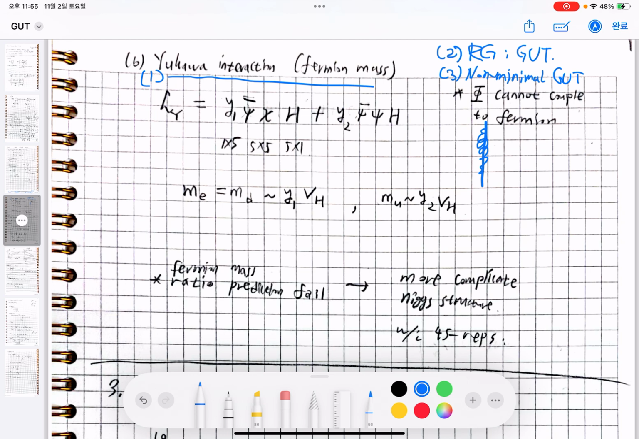So the Yukawa interactions in the GUTs are given like that. The 24 representation of the Higgs cannot couple to the fermion, so the 5 representation of the Higgs participates in the Yukawa interactions. Here psi is the 5 bar and chi is the 10 representation. So there are two types of Yukawa interactions possible, one with psi and chi, and the other with two psi.